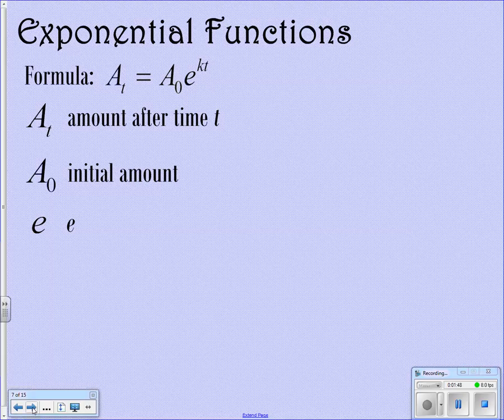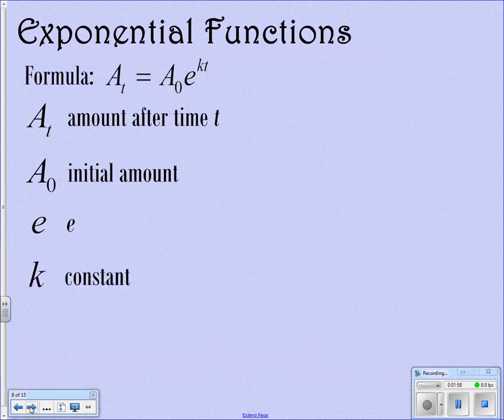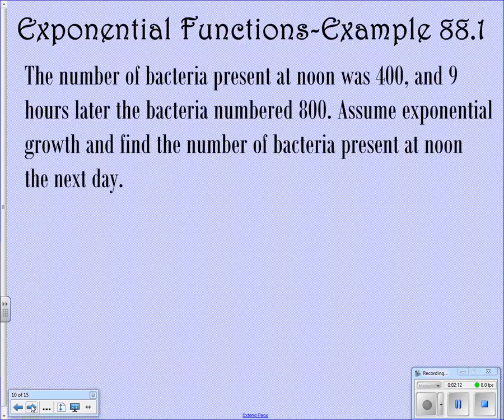The e is just e. It's that little button on your calculator, that 2.7 number. That's what that e is. The ln is right next to that button. k is some constant that we're going to have, and you're usually going to have to find it. It's not going to give it to you. And then t is your time. Okay, so you want to make sure you know that formula and what those variables all represent.